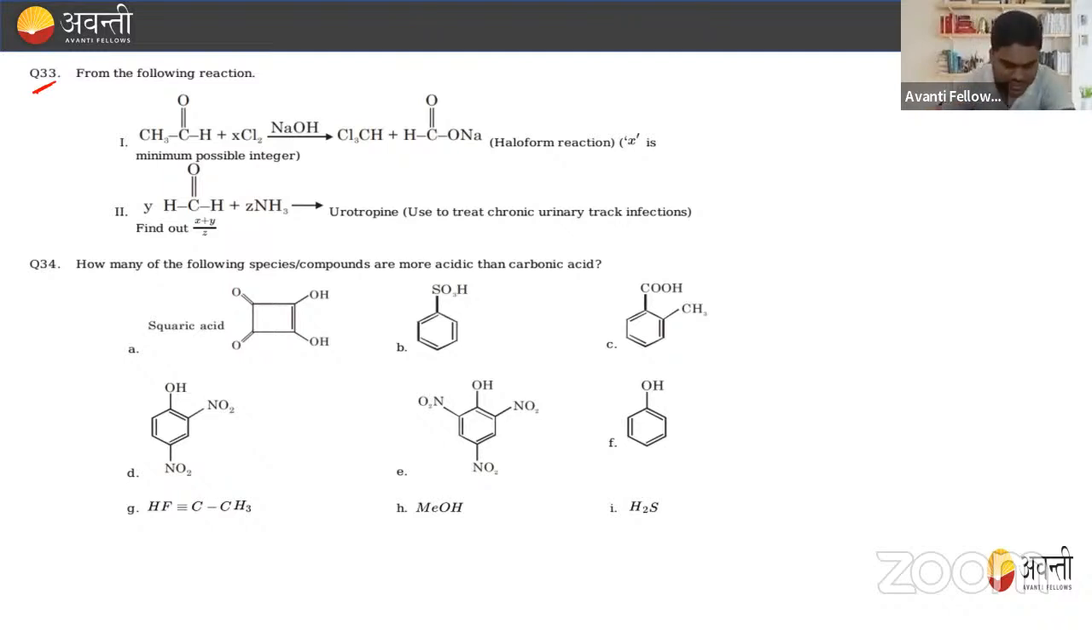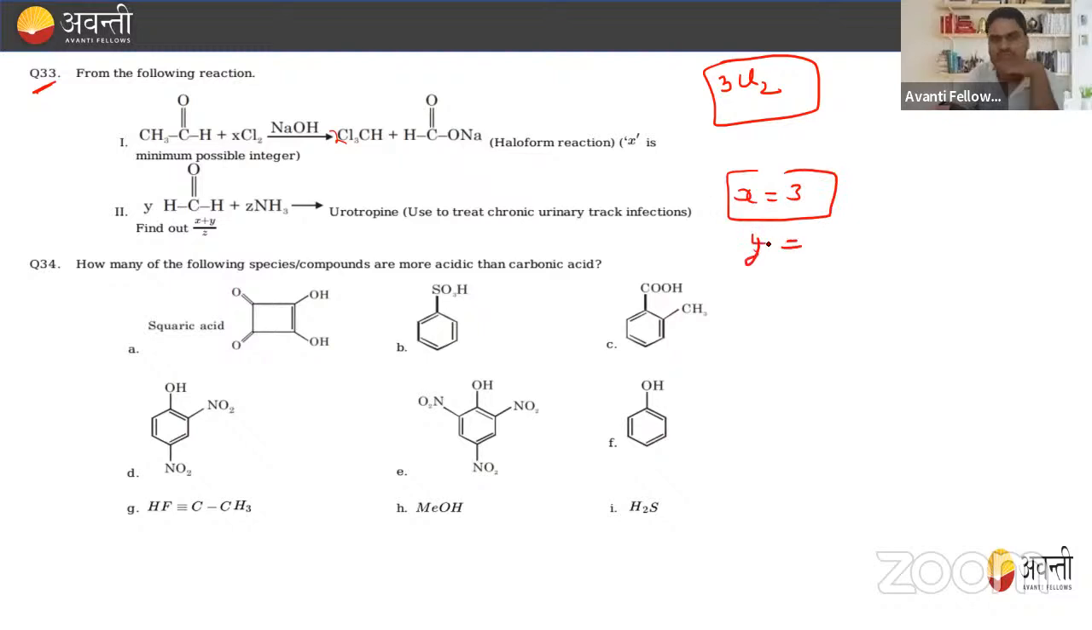So first of all, you need to find the value of X. What is this X? Here, X is 3. How can you say that X is 3? Because if 3 Cl2 are present, only then 3 Cl is like here. So this will become CCl3, CCl3. It will become CCl3, CHCOONa. So X is nothing but 3.